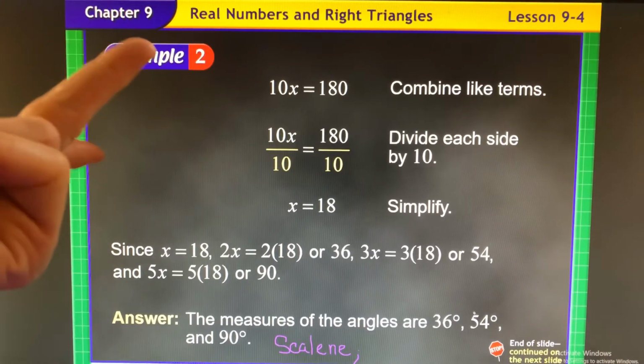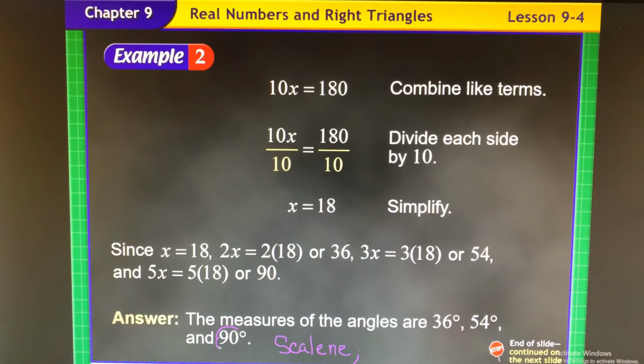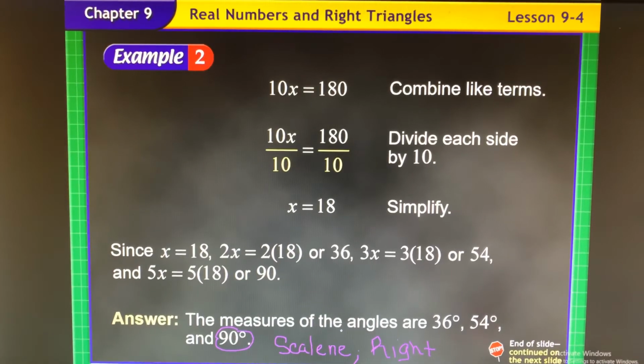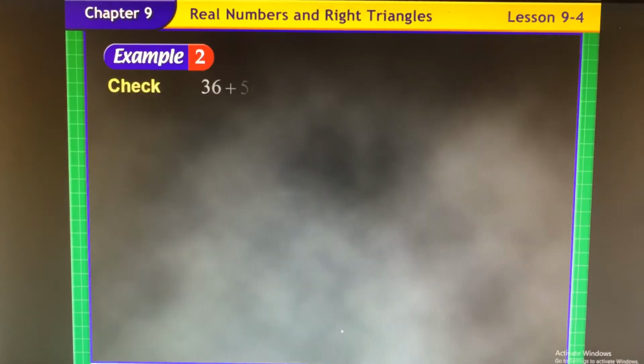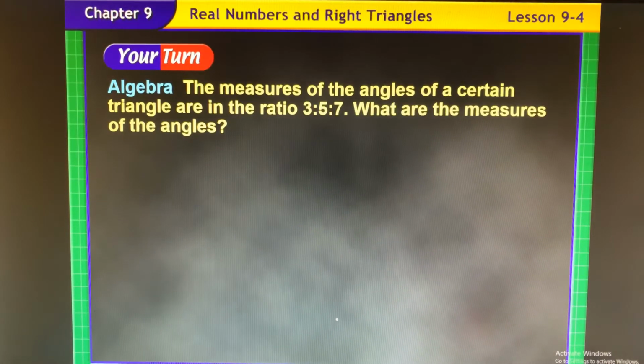Well, I have an acute, and a right. And if I have one 90-degree angle, then I know it's called a right triangle. So this is a scalene right triangle. You could check it by adding them together and make sure you get 180. That way you know you didn't make any simple math errors.